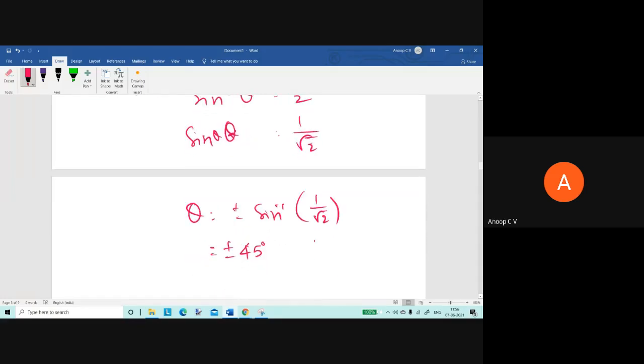So half power beam width is 90 degree, right? And what will be the first null beam width?